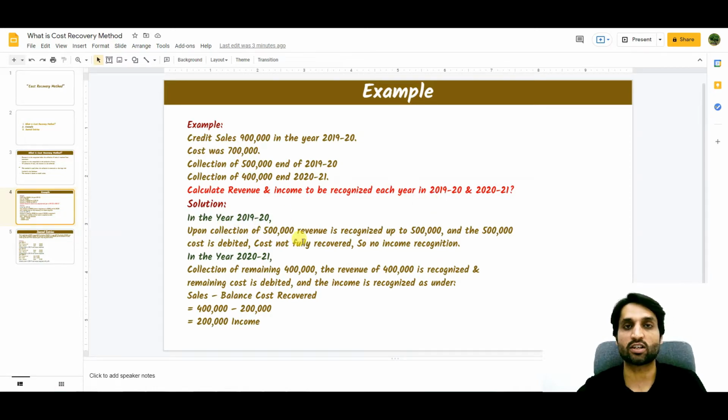In 2019, upon collection of 500,000, we have to recognize only 500,000 as our sales or revenue, and opposite, we need to record only the cost of 500,000. We cannot recognize our income until we receive the full amount of this order. So in the year 2020 or 21, the remaining 400,000 we received. We calculate that there is 200,000 of cost involved in this collection because this is the final payment from the client. So 400,000 minus the balance cost recovered of 200,000, and we have to recognize 200,000 as income in this case. When we are receiving our final payment, then we need to recognize our sales also, and we need to recognize our income.